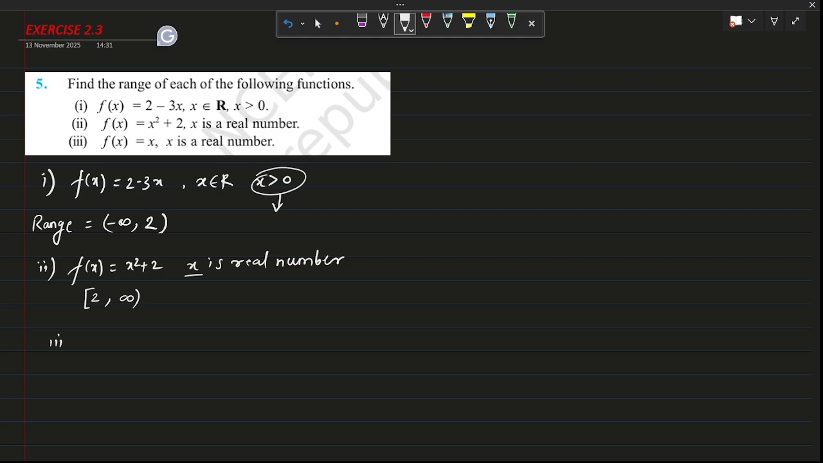For the third one, f of x is equal to x, where x is a real number. It is the simple identity function, and hence its range is equal to R itself, the set of real numbers. Every real number occurs as the output.